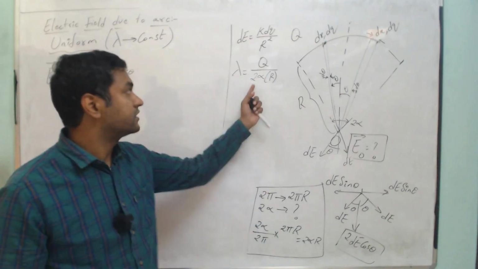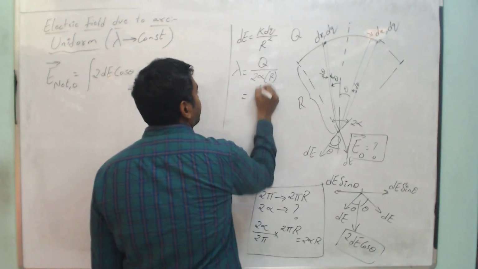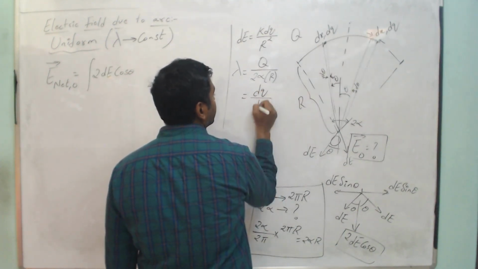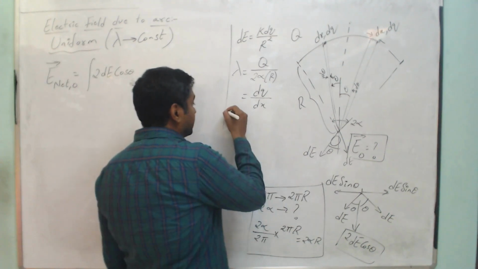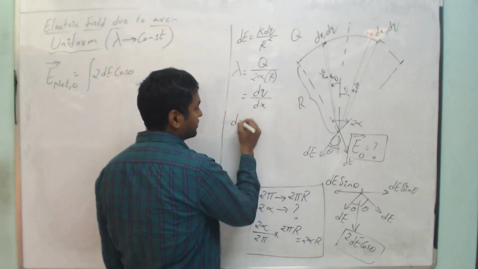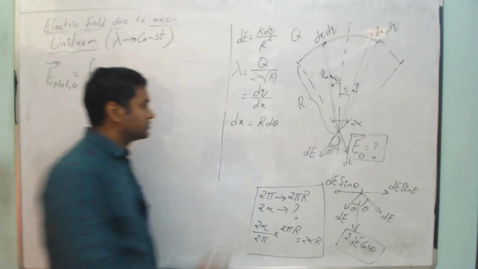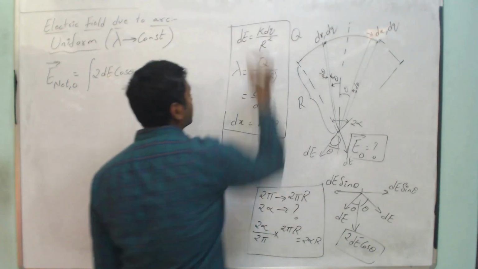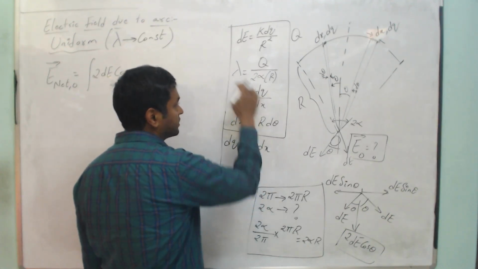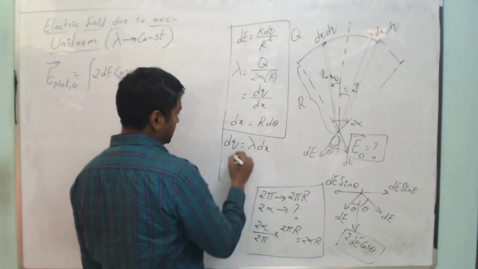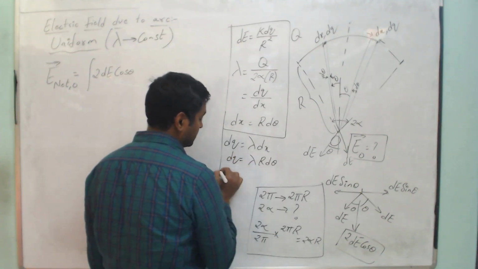So I substituted directly 2 alpha r. Or we can also write lambda as the small charge dq upon dx. But what is my dx geometry? Dx is r d theta. So keeping all of this in view, I can write dq is equal to lambda dx. Cross multiplication. But dx itself is r d theta, so my dq will be lambda r d theta.